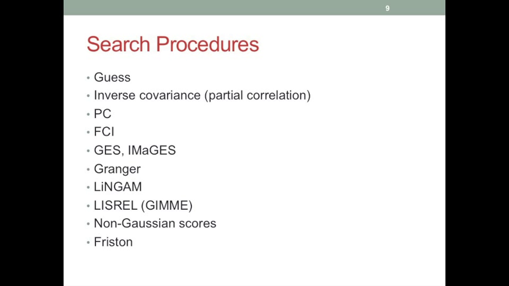So what search procedures could you use? Well, here's a list of search procedures that have been used in one way or another. Some of these have been talked about already during the conference. One is to just guess. And honest to God, this is used a lot. They're educated guesses, but they're guesses. You'd like something more principled. Well, one thing people reach for whenever they want something more principled is the inverse covariance or partial correlation. And I'll talk about that in a second.